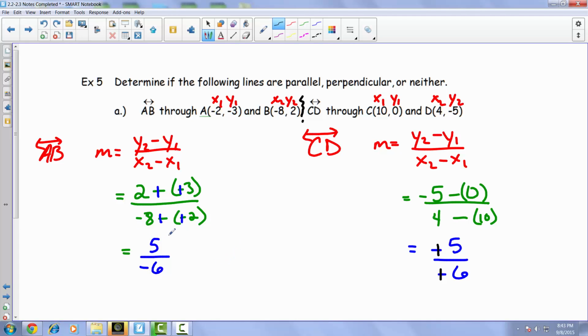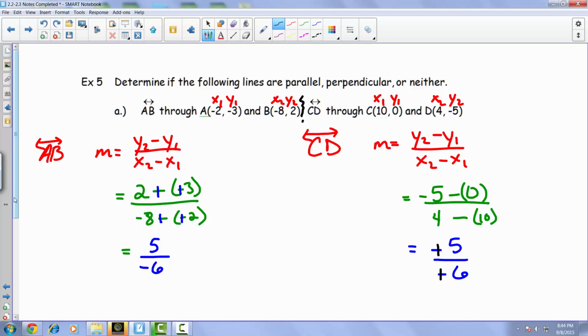So we notice that AB had a slope of -5/6. CD, that line, had a slope of positive 5/6. Well, they are in fact really similar. Do we notice that they are exactly the same slope? No, this guy is negative, this side is positive. So parallel is out. Parallel cannot be even thought of just because they are not the exact same slope.